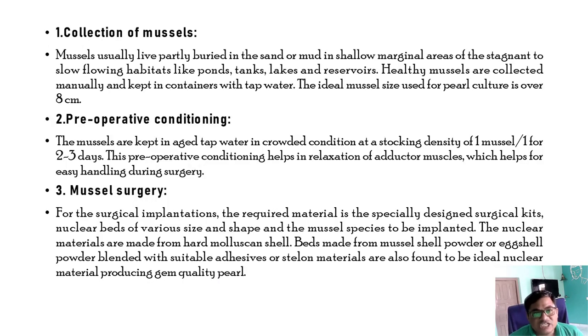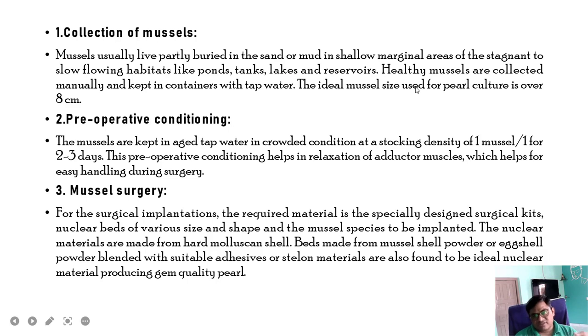So see here the collection of mussels. These mussels usually lie partially buried in the sand or mud in shallow marginal areas of stagnant to slow flowing habitats like ponds, tanks, lakes and reservoirs. I have already told you that these Lamellidens marginalis are easily available in any water body in our area. So they are easily available in ponds, tanks, lakes and reservoirs.